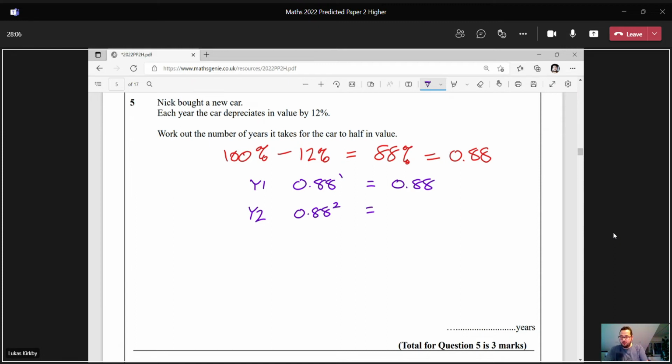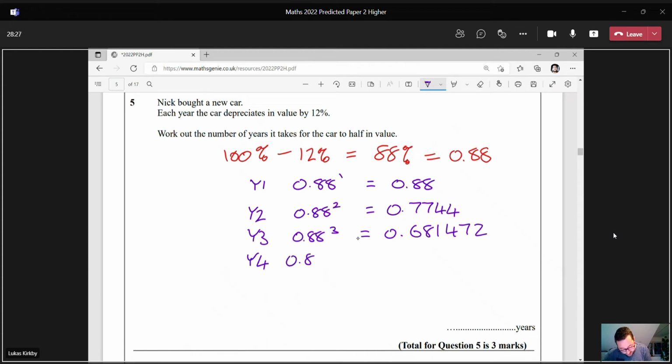So again, let's just use our calculator. 0.88 to the power of 2, and that is going to be 0.7744. And we just keep going. So if we do it cubed, we're going to get 0.681472. Year 4, 0.88 to the 4.